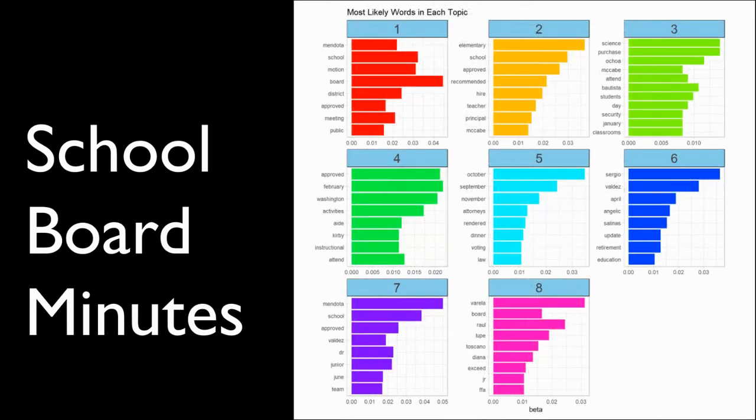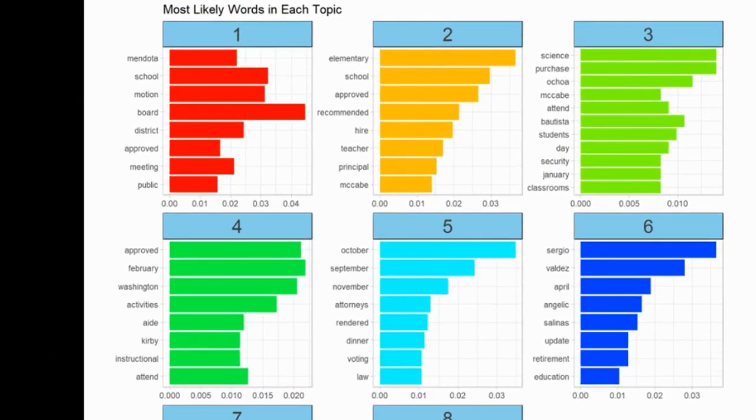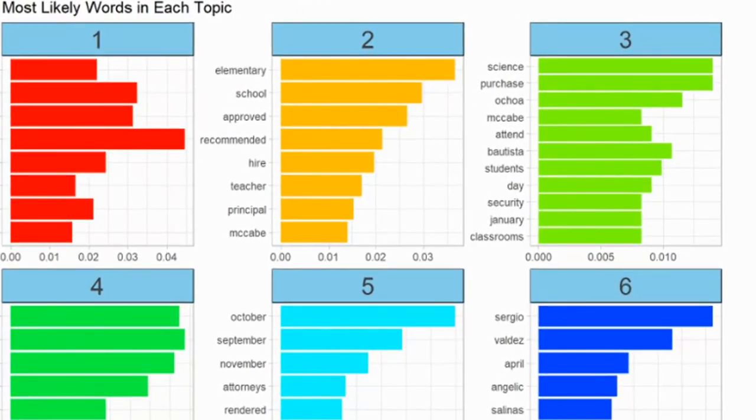This figure shows the different topics that the textual data clustered into. Topic 2 in particular seems to be about personnel decisions.